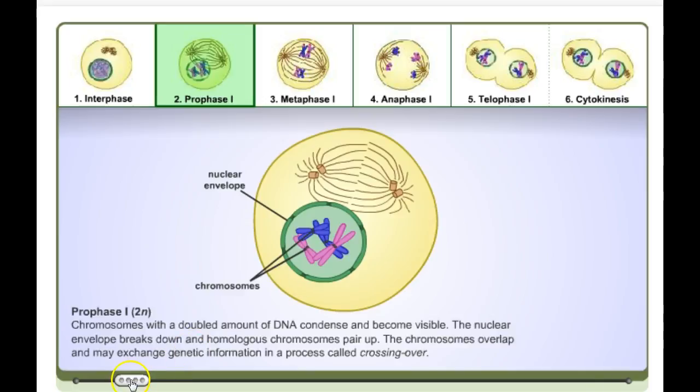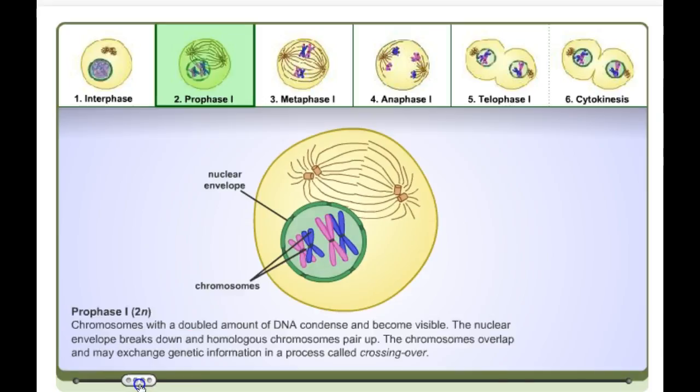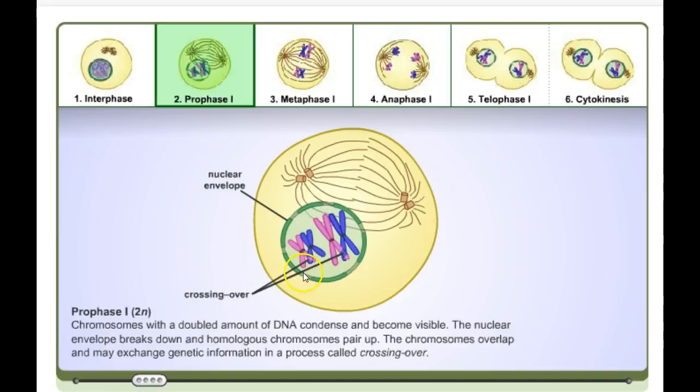One really cool thing that happens during prophase 1 is that there's some crossing over as well. What crossing over means is, as you can see right here, we have homologous chromosomes, one from the mom and one from the dad, same genes but different alleles, crossing over. So they're exchanging genetic information, so that it increases variation in your sex cells. You see that happening right here and also right here. So that all happens during prophase 1.